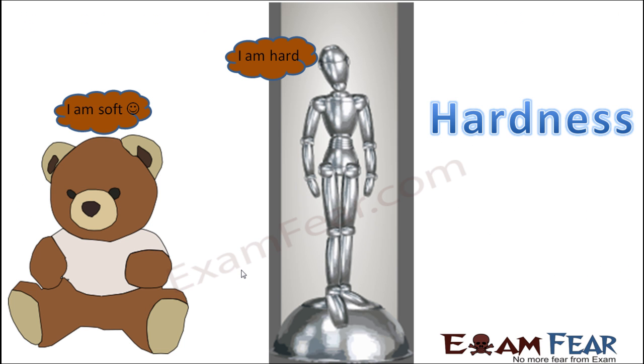The next property that we would talk about is hardness. When I talk about hardness, it's a very simple and common term which we use in our day-to-day life. You think of a teddy bear and you think of softness because it's very soft and cuddly. When you think of a statue made up of iron maybe, that seems to be very hard. Even if you strike it with something, it doesn't break easily. So that way objects can be grouped into two categories, soft materials and hard materials.